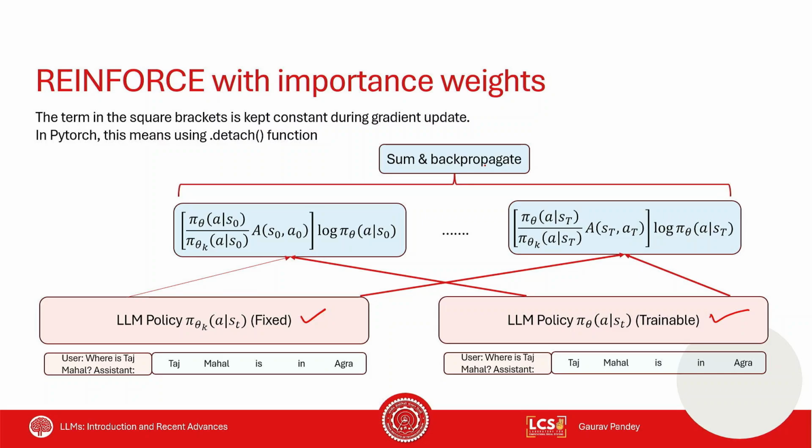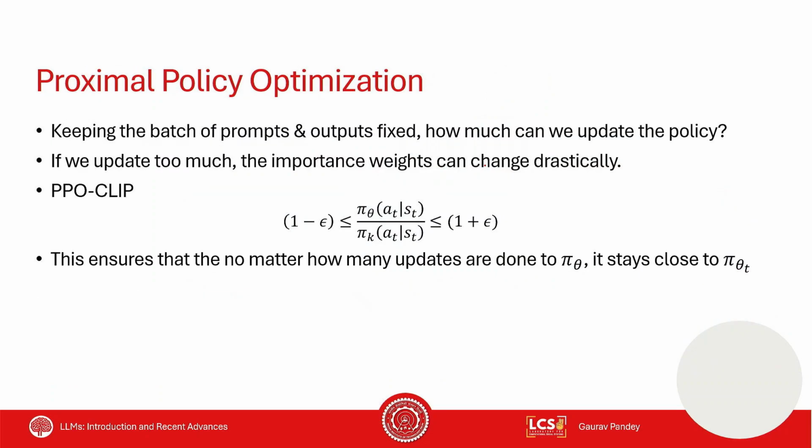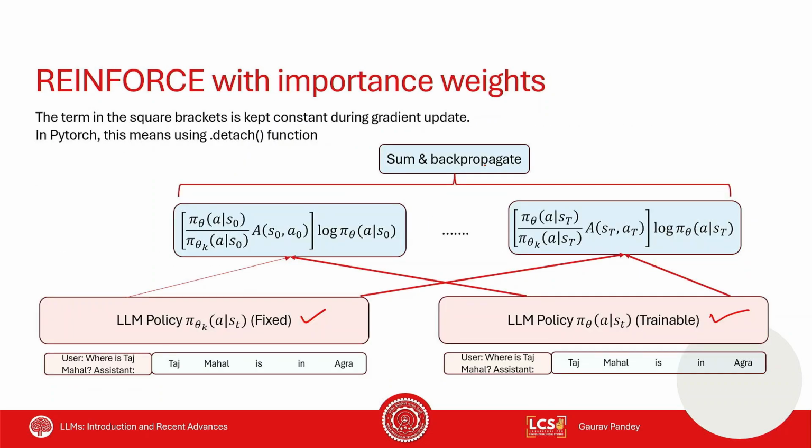Now PPO does one extra thing, which is a very small thing. It says that if you look at these fractions, these quantities, pi theta by pi theta k, if you keep on training pi theta, these fractions may become very big. So during training, these fractions pi theta by pi theta k may dominate your training, and they may make your training unstable.